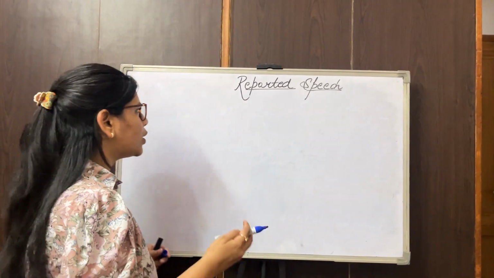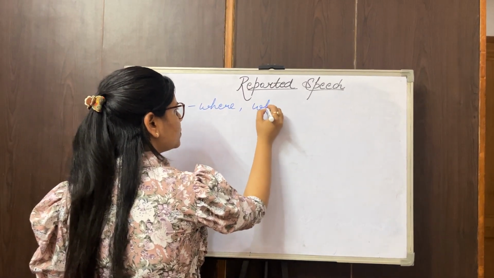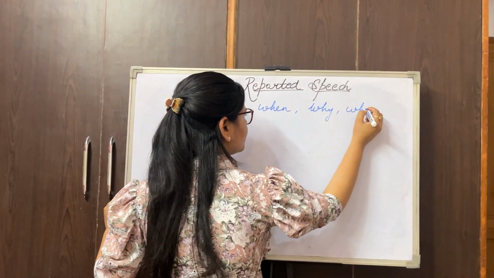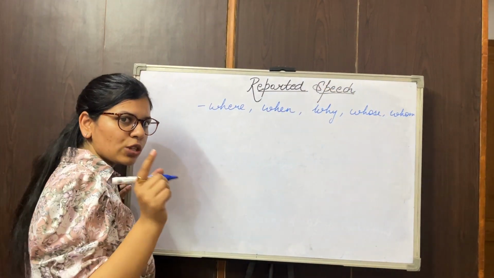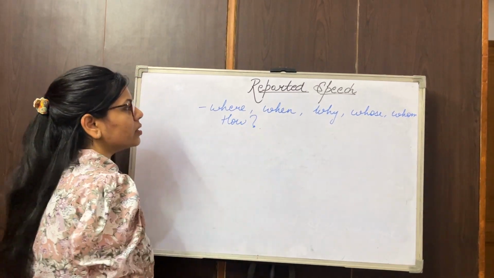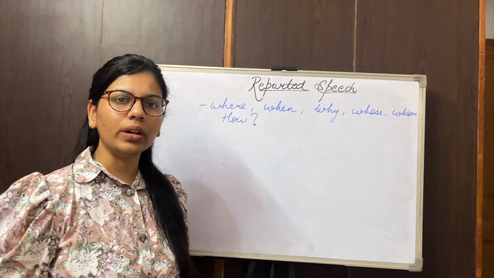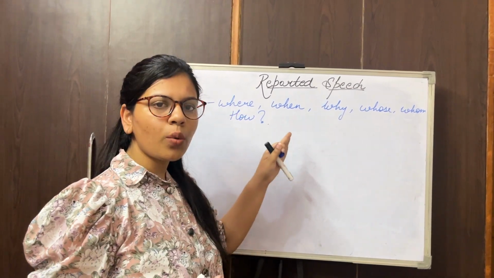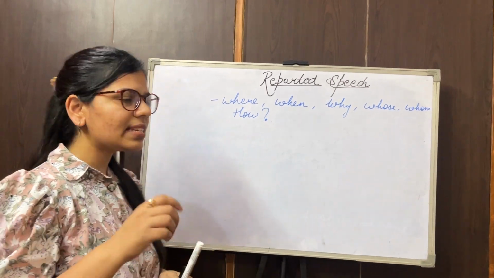You all must have heard of these few words like where, when, why, whose, whom, etc. In all these things, we also add one H, and that is how. So, all these words form questions, and these words are known as WH family words. Now, let's see how we change the sentences or the questions starting from these words from direct to indirect speech. Let's take an example.